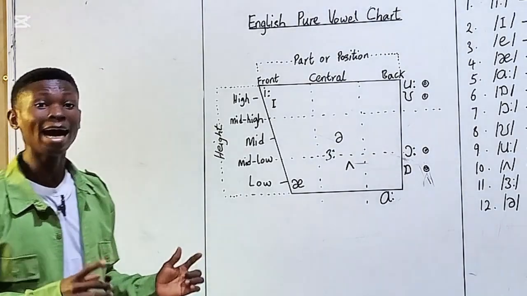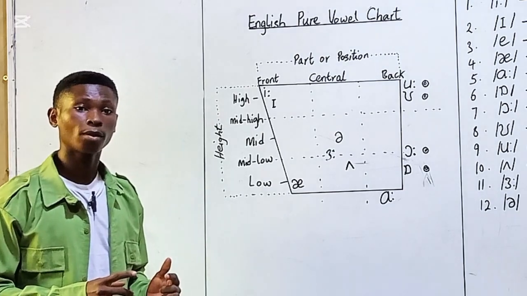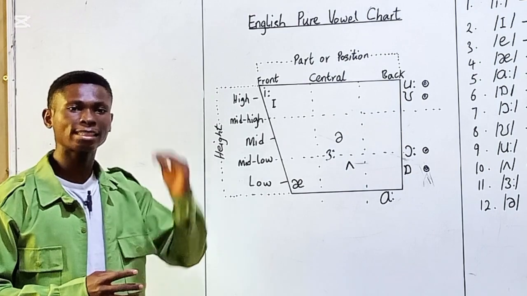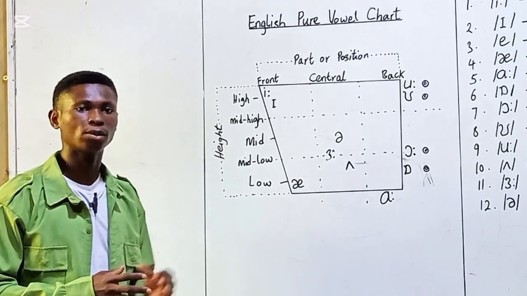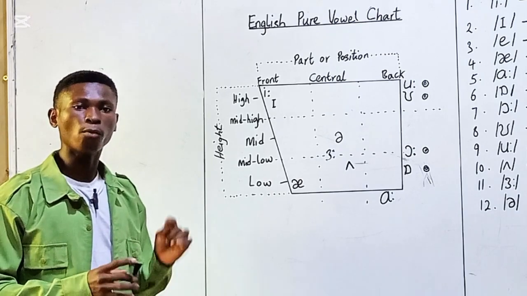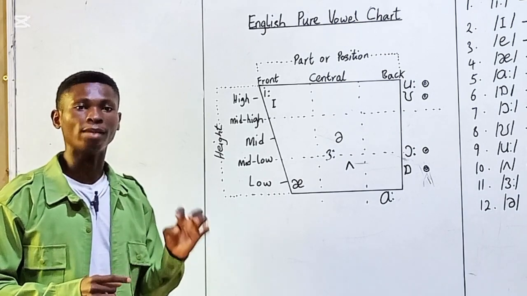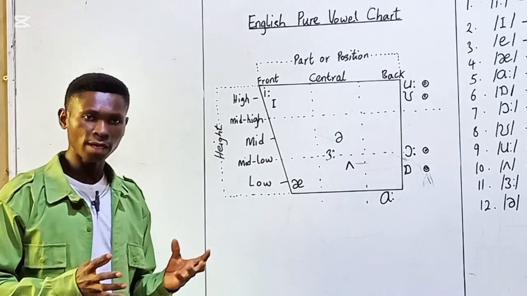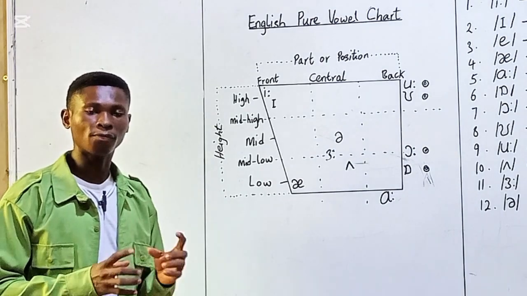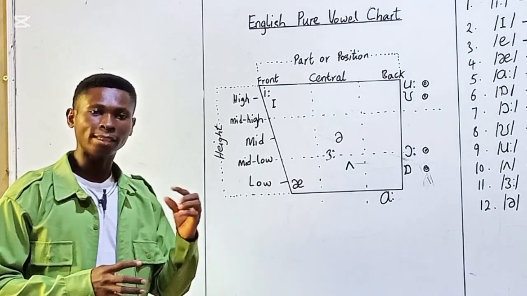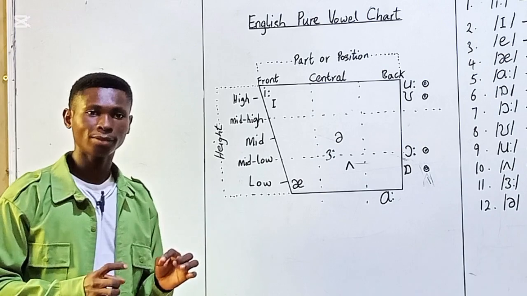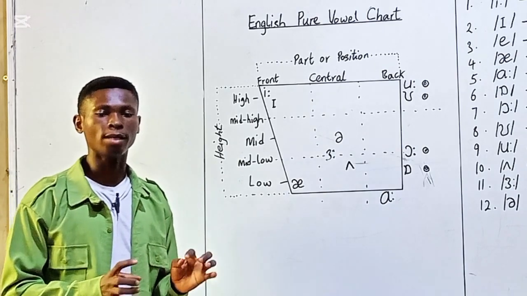Again, we have the height of the tongue. The height of the tongue has to do with whether the tongue is raised towards the roof of the mouth or lowered. And also, we have the shape of the lips. When you say any particular sound, the lips form a shape. So the shape of the lips also constitutes the description of any vowel sound.